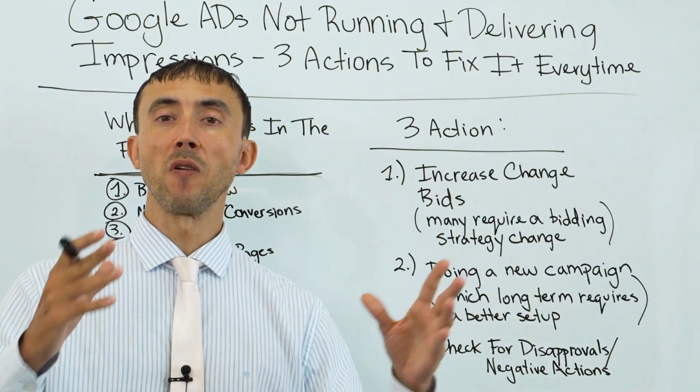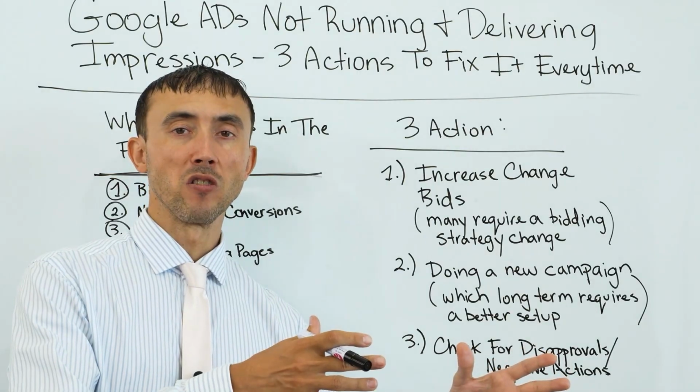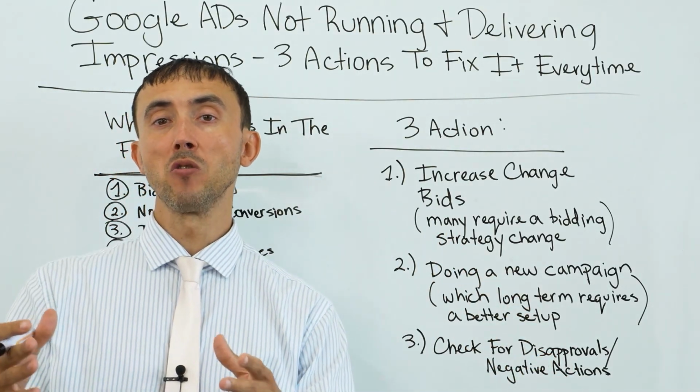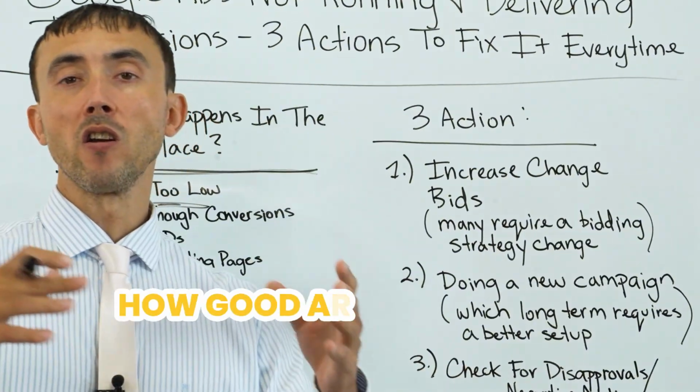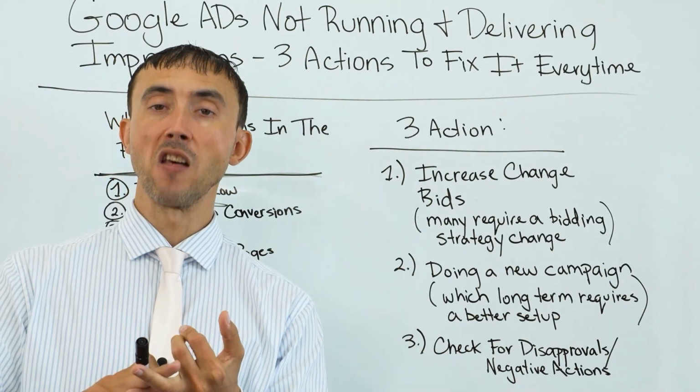It used to be whoever had the most money was king. Their ads would always show first. Now that's still there, but it's only like a third of the algorithm. 2/3 of the algorithm is how good are you helping their users find what they want in terms of ad click-through rate and conversion rate on the landing page.